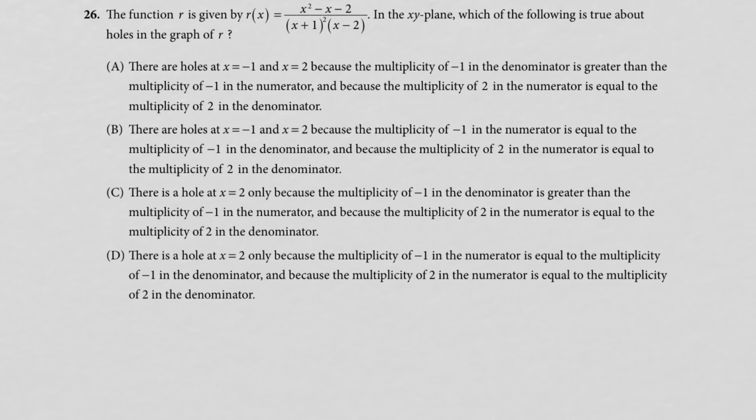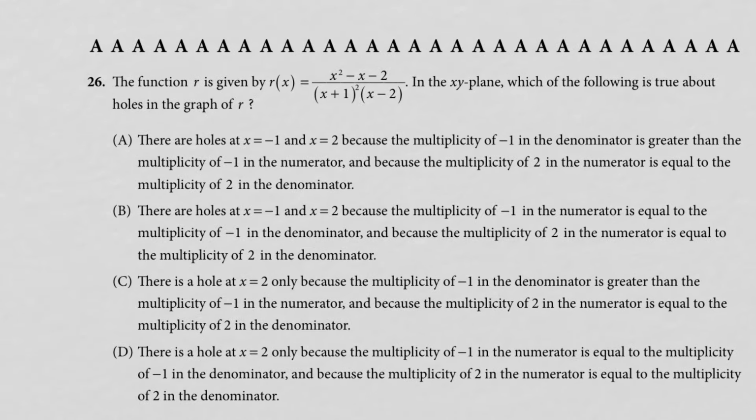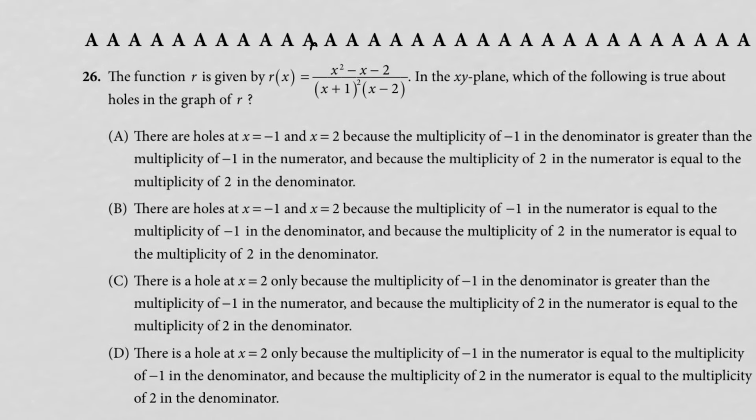Question 26. So this is a rational function, and the numerator, it's much better if the numerator is factored. So I'm going to factor that to x minus 2, x plus 1. So that's unusual because there's a square down there. Well, for sure, when there's a matching factor here, that's going to be a hole at 2.